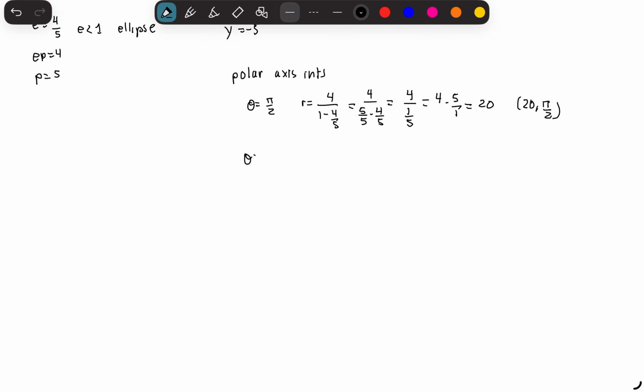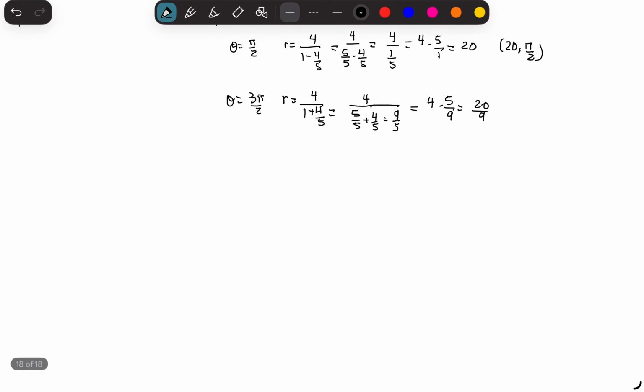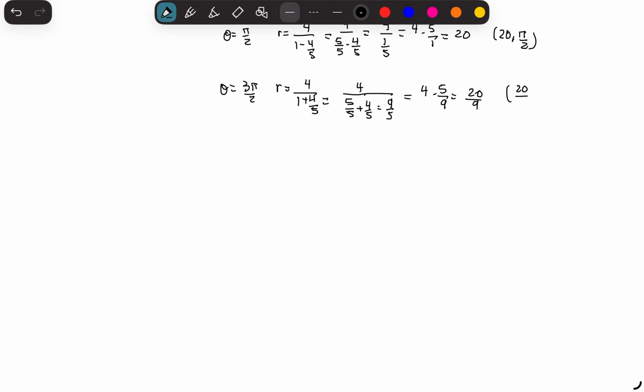Now, what about theta is equal to 3 pi over 2? That would be when you have r is equal to 4 over 1 plus 4 over 5. Rewritten like this, you could have 4 over 5 over 5 plus 4 over 5, which is 9 over 5. And that would be 4 times 5 over 9, which is 20 over 9. So then you would have the point (20 over 9, 3 pi over 2).